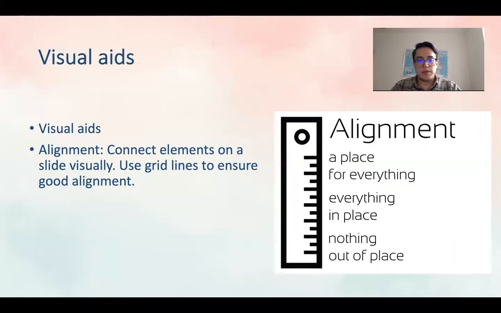Next, we have alignment. To connect elements on a slide visually, use grid lines to ensure good alignment.